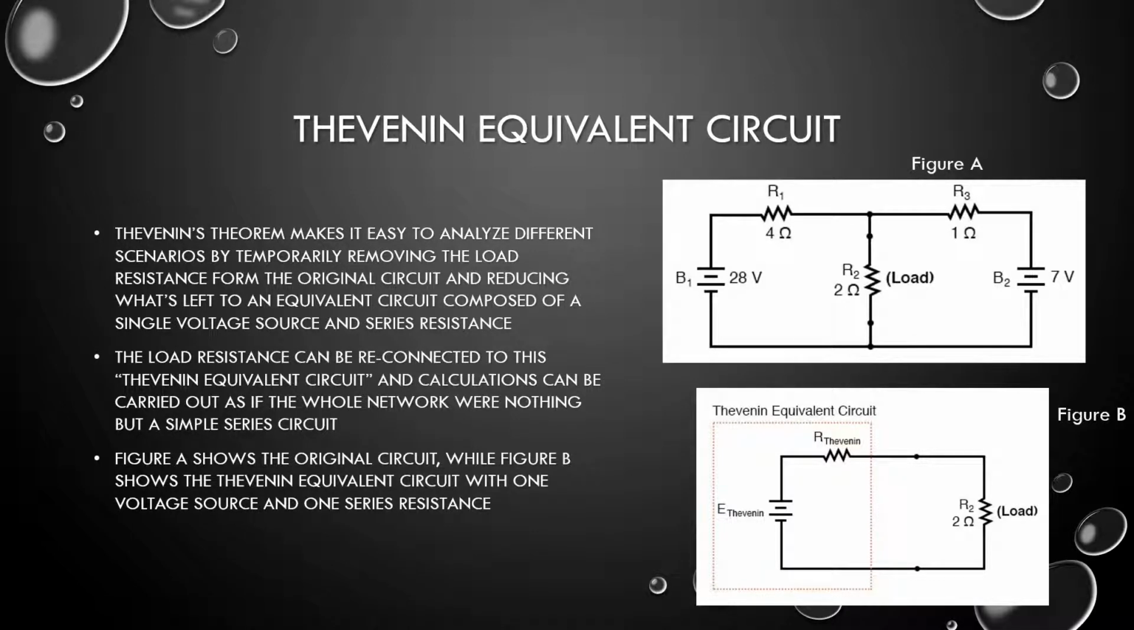The Thevenin equivalent circuit. Thevenin's theorem makes it easy to analyze different scenarios by temporarily removing the load resistance from the original circuit and reducing what's left to an equivalent circuit composed of a single voltage source and series resistance. The load resistance can be reconnected to this Thevenin equivalent circuit, and calculations can be carried out as if the whole network were nothing but a simple series circuit. Now here figure A shows the original circuit, while figure B shows the Thevenin equivalent circuit with one voltage source and one series resistance.